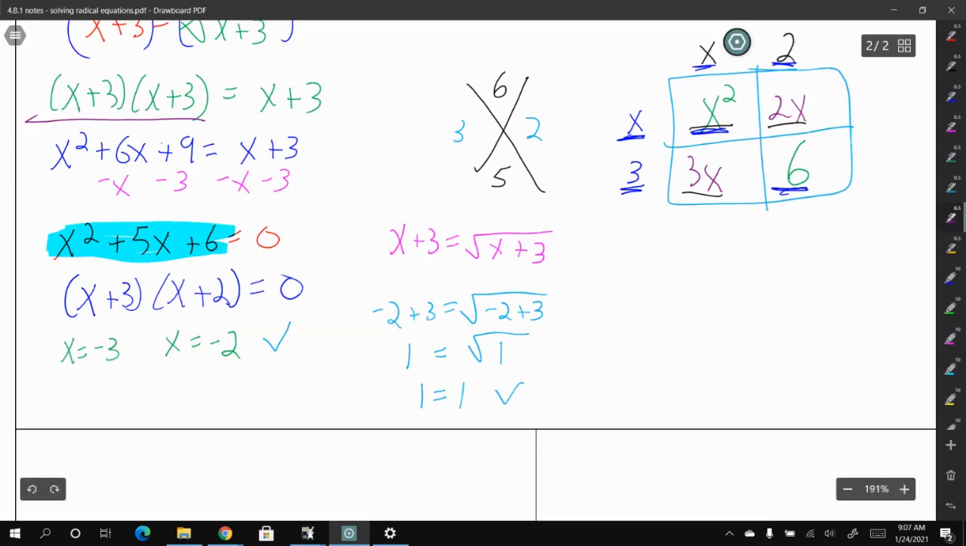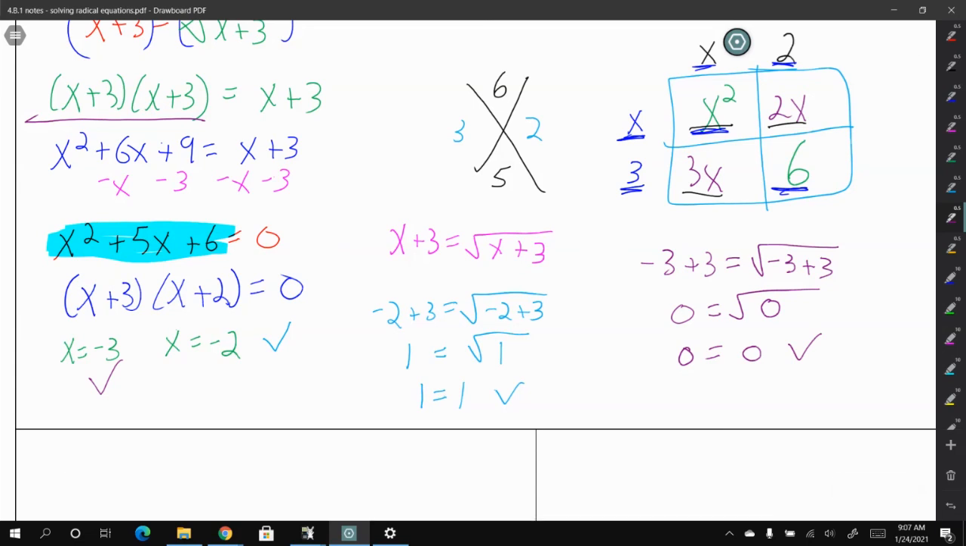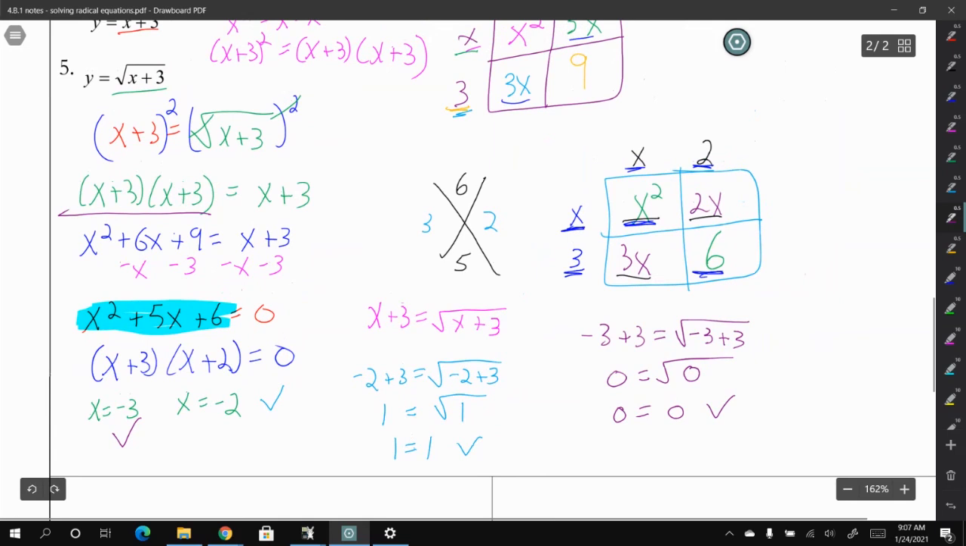Now let's try -3. -3 plus 3 equals the square root of -3 plus 3. -3 plus 3 is 0 equals the square root of 0. Well, 0 is equal to 0. So that works too. So both of your solutions work. Don't think that one has to work, one won't work. They both could work. They both might not work, or one could work and the other not. So it is important to do your checking to make sure.